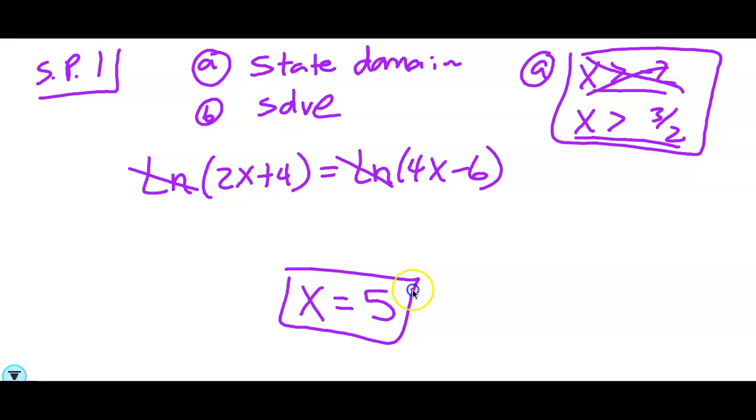It is allowed because it's bigger than 3/2. So we're good. Or the other way you could check is just plug it into both and see if you get a negative number or a 0. And 5 won't make either one of those arguments become 0 or negative, so it's a good answer. Okay. All right, so that's kind of the gist of it there.